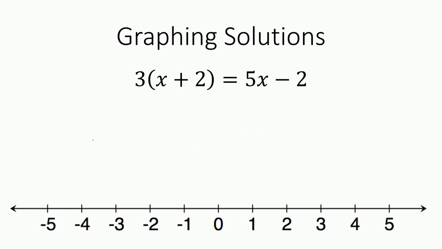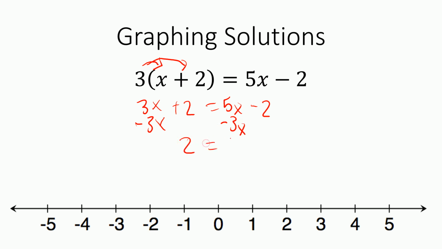Okay. When it comes to graphing solutions of equations, well, I just do normal solution stuff. Let's distribute first. And then I'm going to solve for x. In this case, I'm going to subtract 3x first. Get x's on the right-hand side. I'll add 2, add 2. 4 equals 2x. If I divide by 2, I'm going to put it over here, x equals 2.